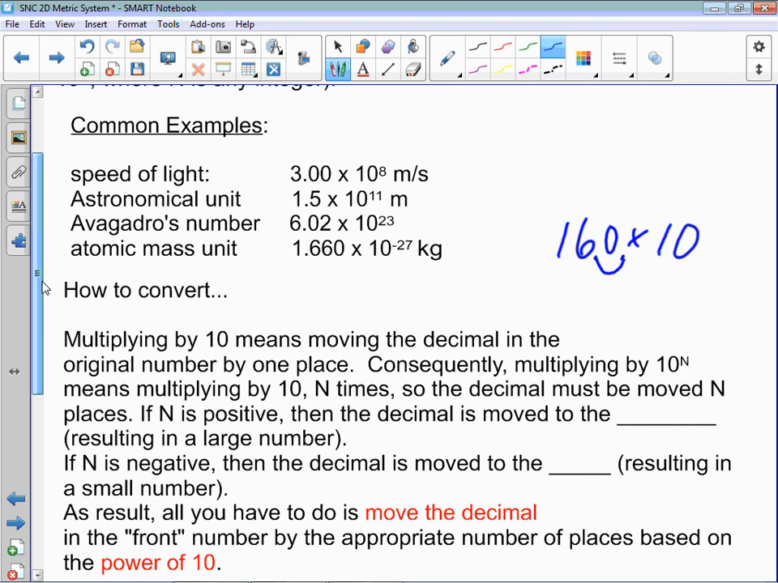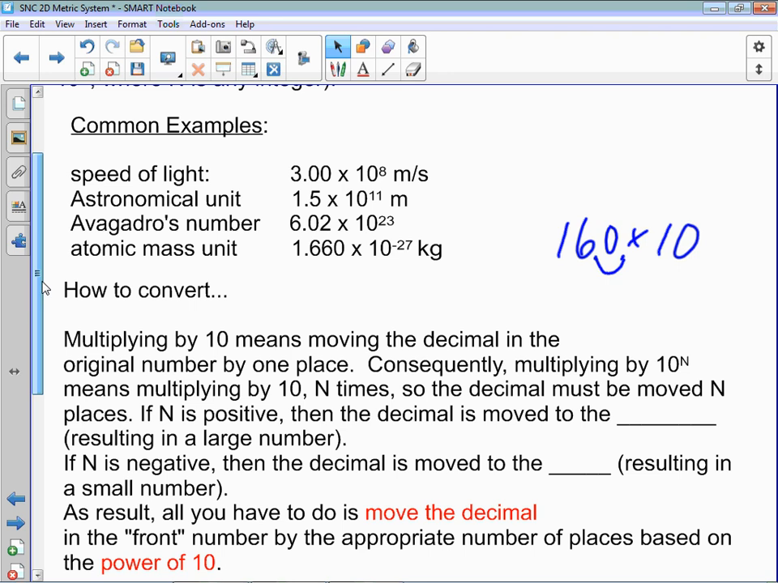Okay, so every time you multiply by 10, you move the decimal place. If I were to divide by 10, I'd move the decimal place the other way. So if I were then to multiply by 10 to the n, where n is some integer, it means that I'm going to move that decimal place n times.